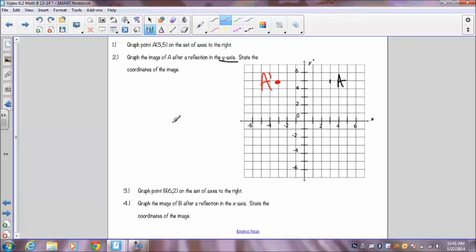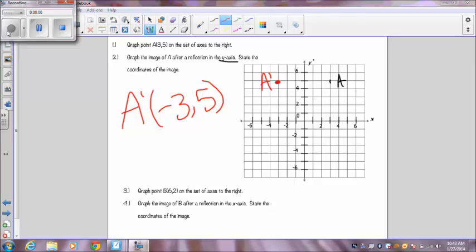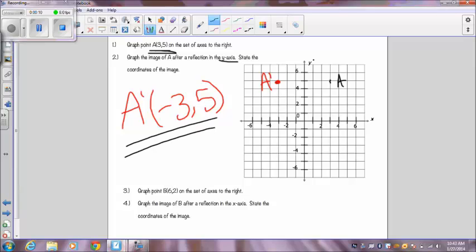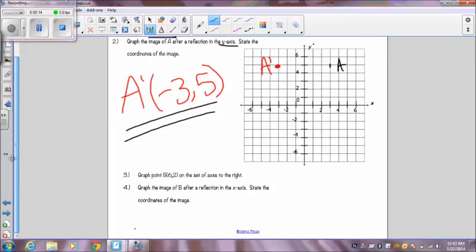Then it says to state the coordinates of the image. So I'm going to write down that A prime, again because it's new, is (-3, 5), because I went to the left 3 and +5. Now you should notice something about the relationship between the original coordinates, which is A (3, 5), and your new coordinates after you reflect it over the y-axis. And we're going to discuss this a little bit more in depth later on.